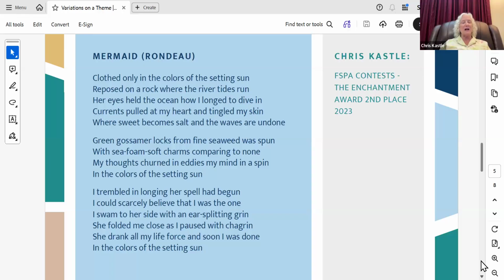I swam to her side with an ear-splitting grin. She folded me close as I paused with chagrin. She drank all my life force, and soon I was done in the colors of the setting sun.